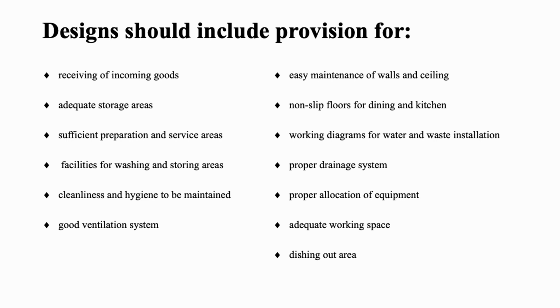Design should include provisions for receiving of incoming goods, adequate storage facilities, sufficient preparation and service area, facility for washing and storage area, cleanliness and hygiene to be maintained, good ventilation system, easy maintenance of wall and ceiling, non-slippery floors, working diagrams for water and waste installation, proper drainage system, proper allocation of equipment, adequate working space, and dishing out area.